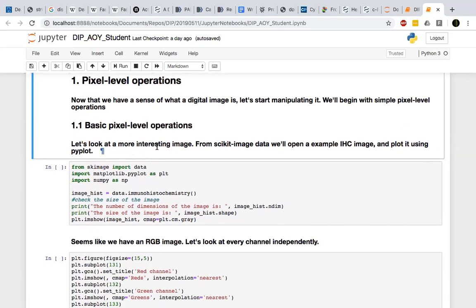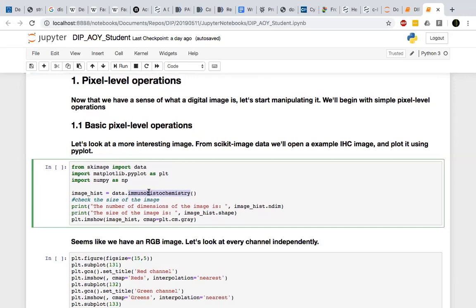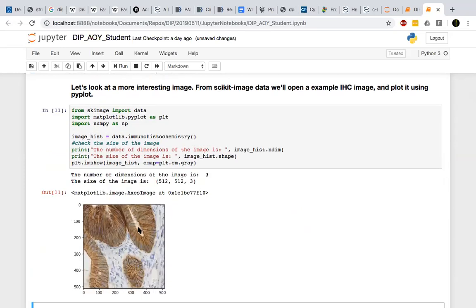We're going to look at a slightly more interesting image than that image of a bush. That same module in scikit-image also has some immunohistochemistry images. So this should run with no problem. I'm going to open this image and it's going to show me this image, which some of you might recognize as a standard immunohistochemistry image. Everybody should have this image on their screen, or everybody who has things working. We're going to fix that in a minute.